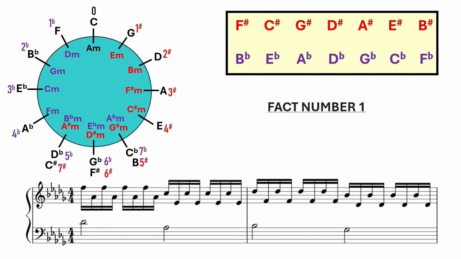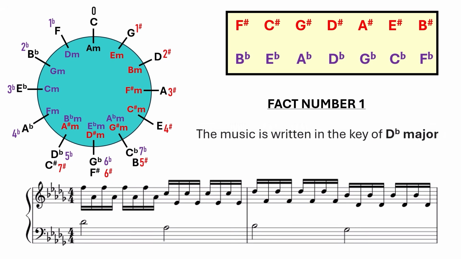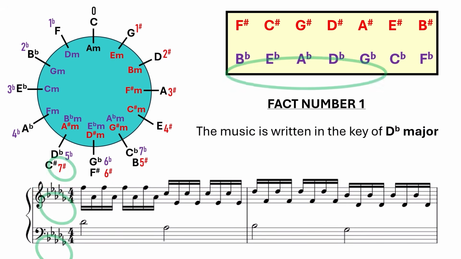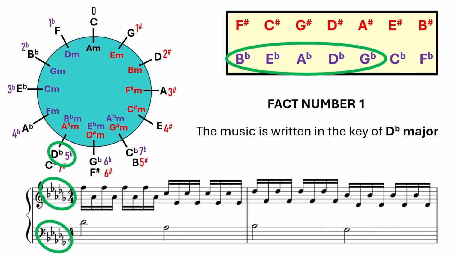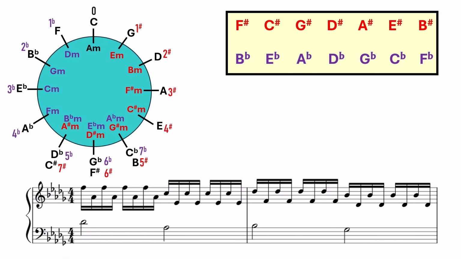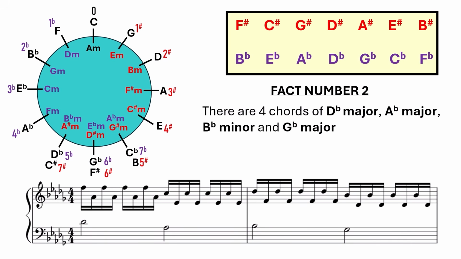Fact number 1 is that the music is written in the key of D flat major, which we can see from the 5 flats that are written at the start of the music. Fact number 2. There are 4 chords of D flat major, A flat major, B flat minor and G flat major.